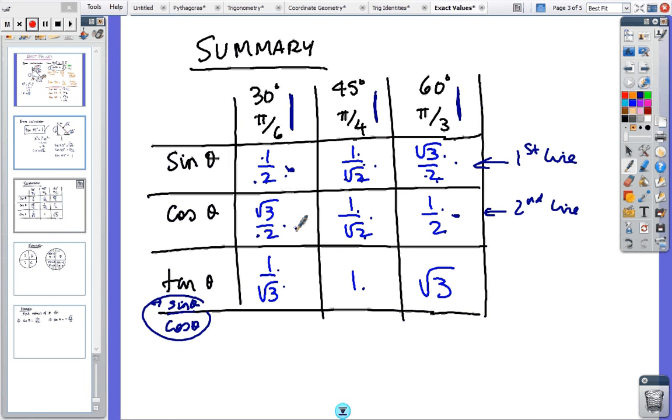Otherwise, just rote learn it like we used to have to do when we were kids. Okay, so that's the summary table, and we'll look at some examples on the next page when you're ready.